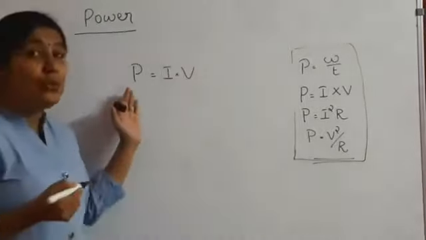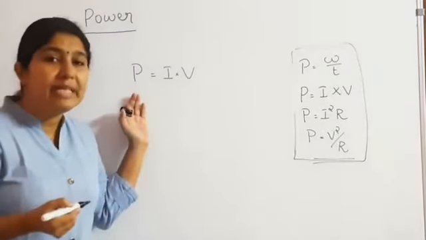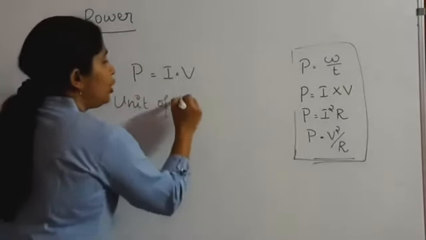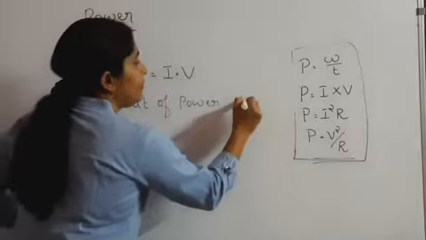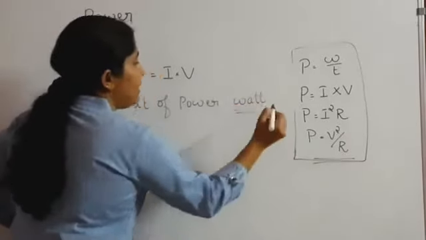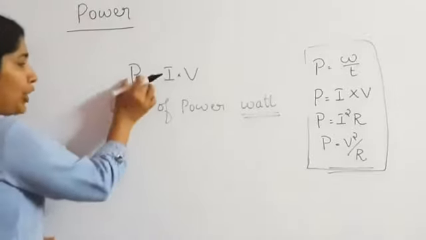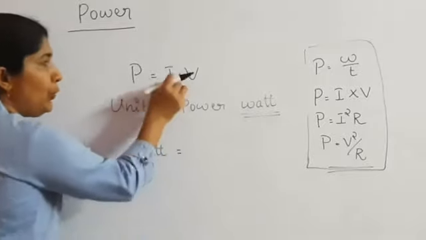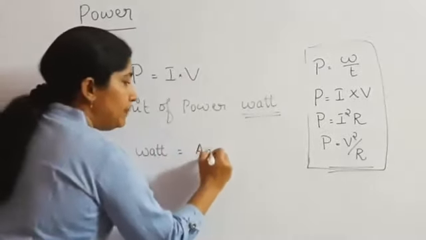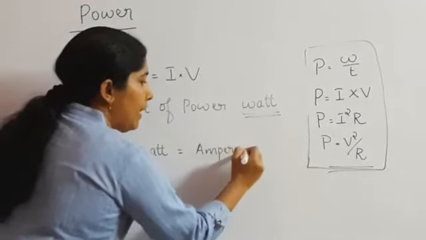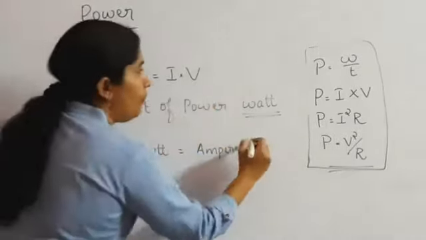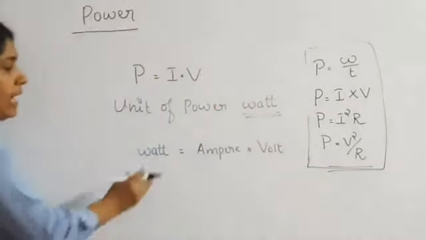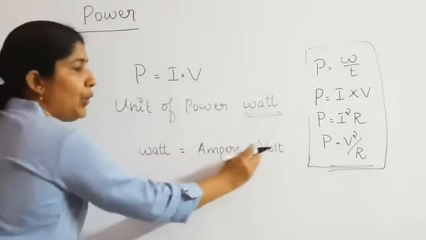Now, what's the unit of power? Unit of power is watt. That's equal to unit of current, which is ampere, into, what about unit of voltage? Unit of voltage is volt. Then watt is equal to ampere into volt.